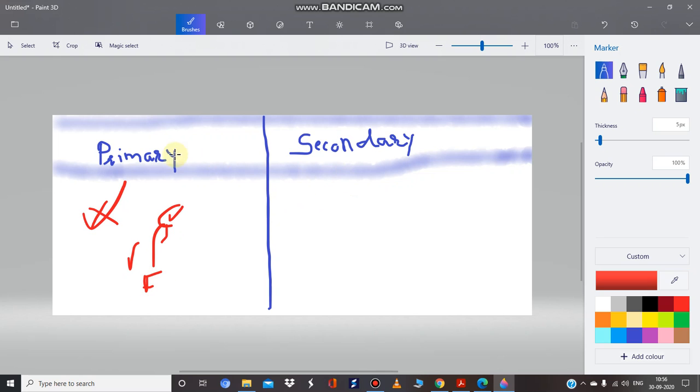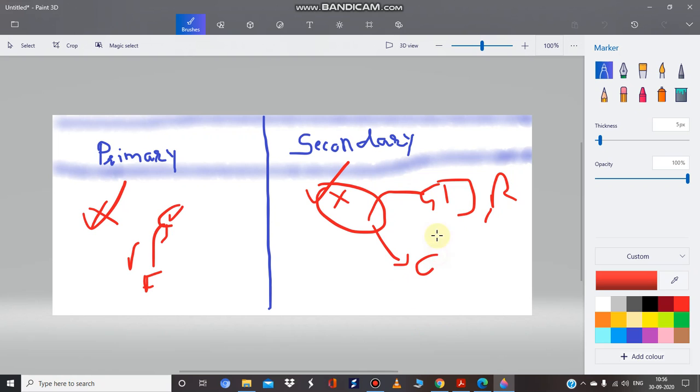But secondary metabolites are produced by the plant and are not directly involved in growth, development, and reproduction, but they are involved in the defense mechanism of the plant. They provide defense to the plant. Examples include alkaloids, glycosides, flavonoids, etc. There are a number of examples of secondary metabolites.